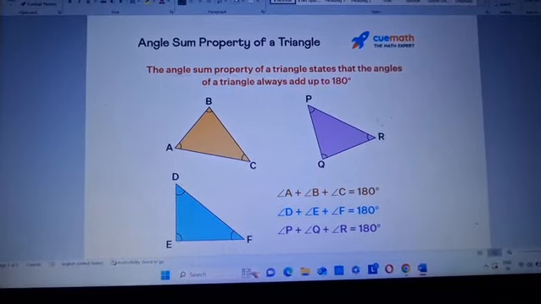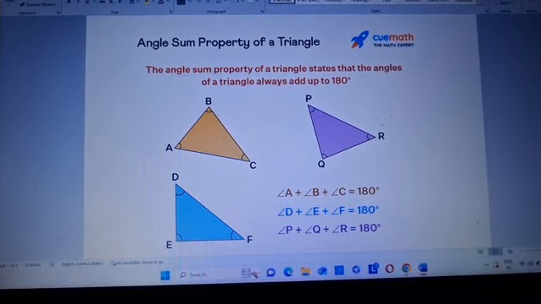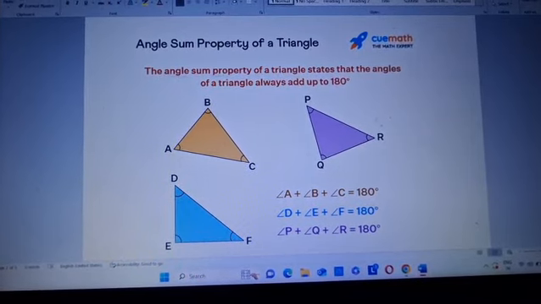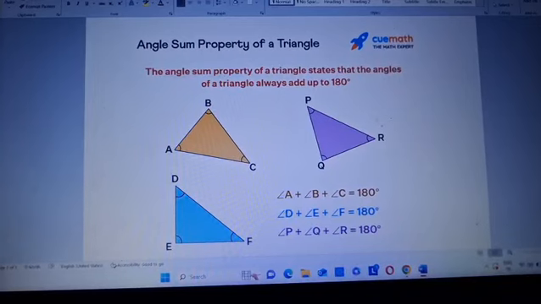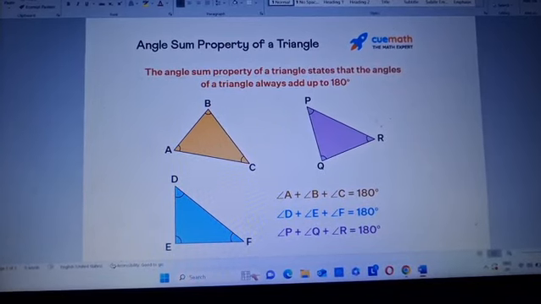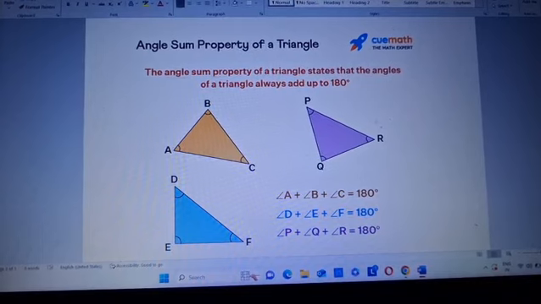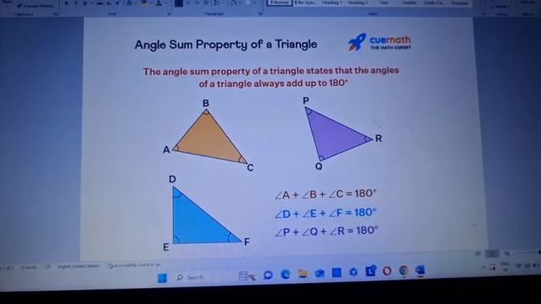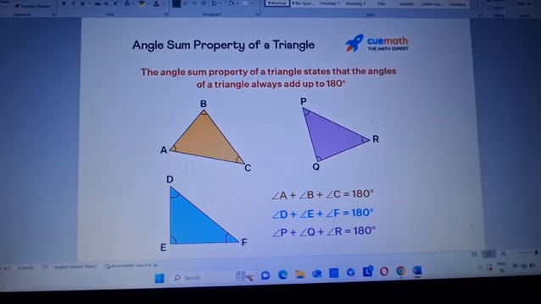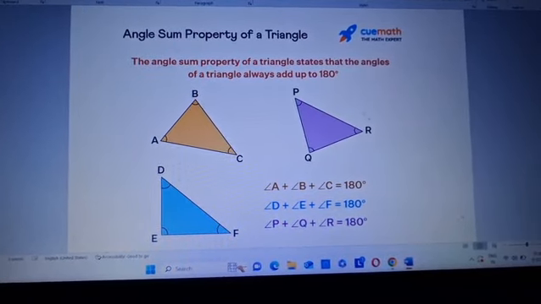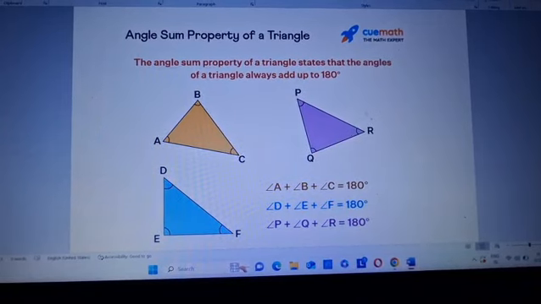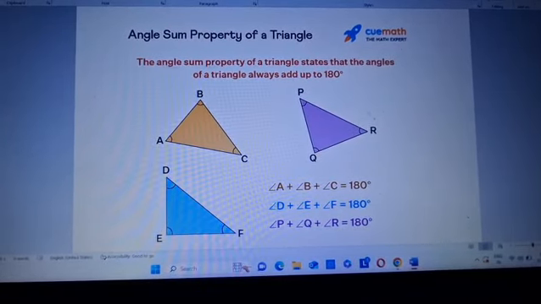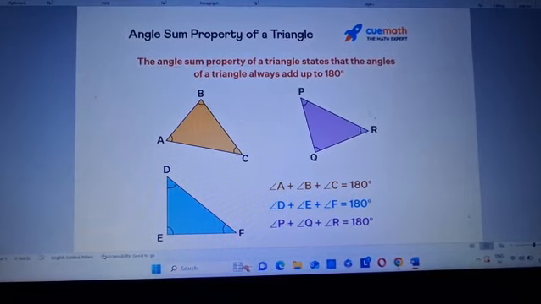You can see on the screen that three types of triangles are given here. First, the name of the triangle is ABC and the three angles are angle A, angle B and angle C. As it is a triangle, it is obvious that it will follow the angle sum property of a triangle. So angle A plus angle B plus angle C is equal to 180 degrees. And in the case of triangle PQR and triangle DEF, the angle sum property of a triangle follows.